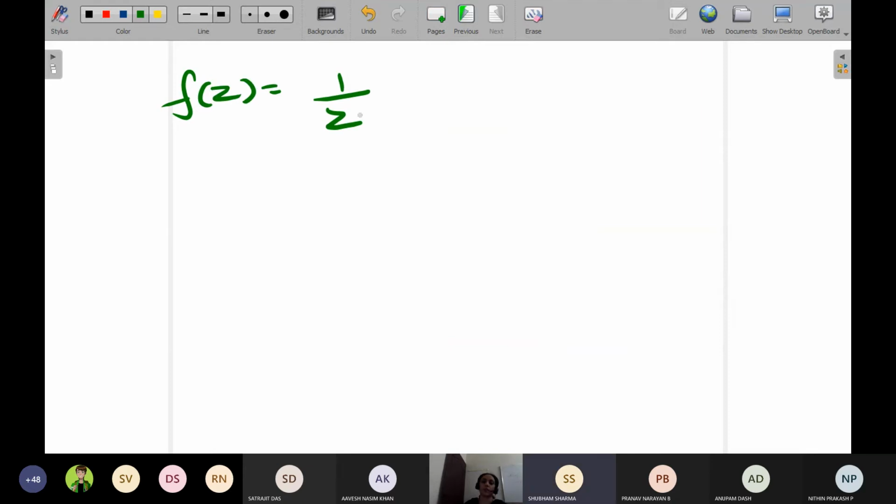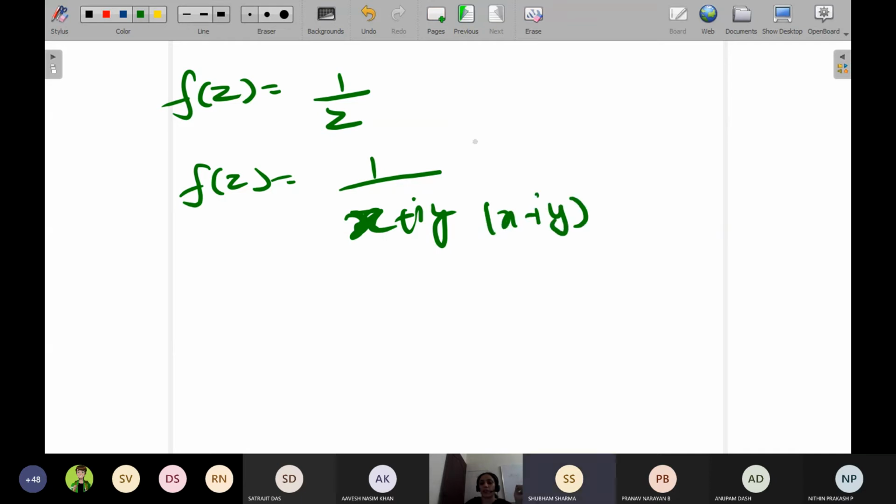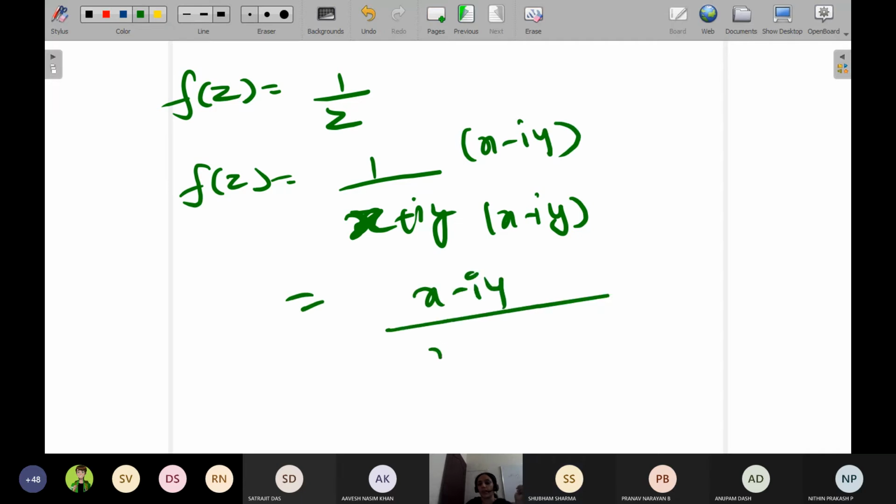Check whether the function f of z is equals to 1 by z is analytic or not. F of z will be equal to 1 by x plus iy. Multiply by the conjugate x minus iy. So this will be equal to x minus iy divided by a plus b into a minus b, a square minus b square, which will give you x square plus y square in the denominator.